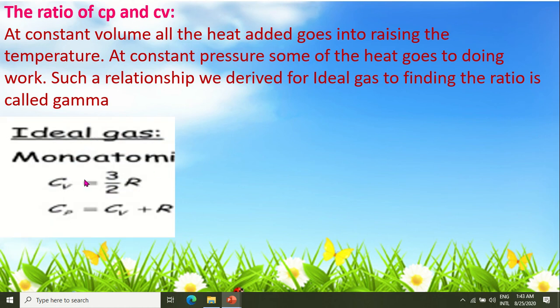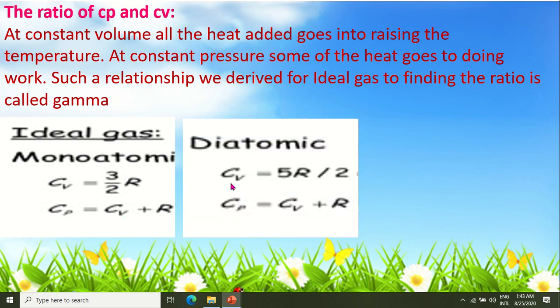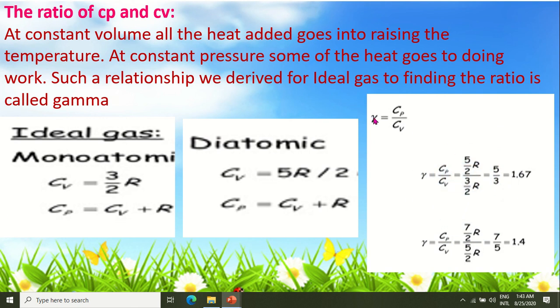For monoatomic gas, Cv equal to 3 by 2 R, and as Cp equal to Cv plus R, so Cp equal to 3 by 2 R plus R, that means 5 by 2 R. For diatomic gas, Cv equal to 5 by 2 R and Cp equal to Cv plus R, so it becomes 7 by 2 R. So as you know, gamma equal to Cp by Cv. So gamma for monoatomic gas will be 1.67 and for diatomic gas it will be 1.4.